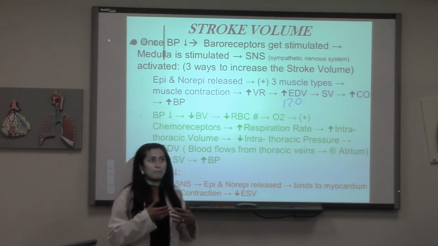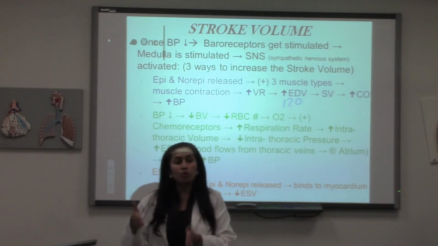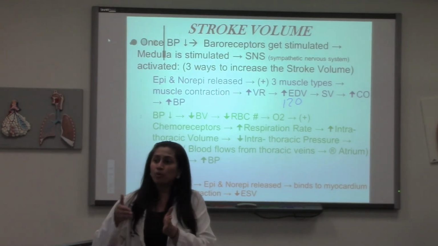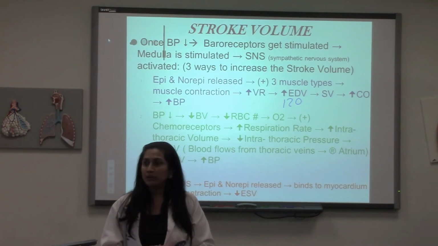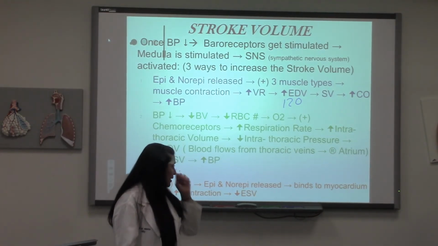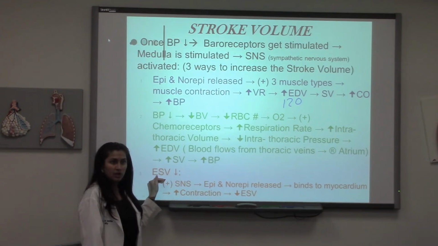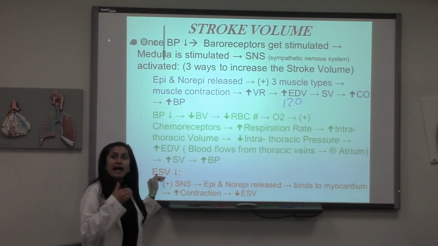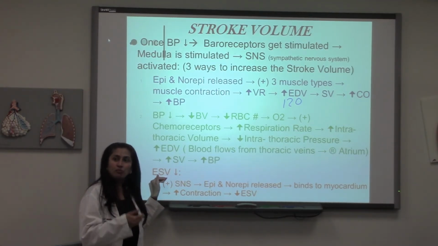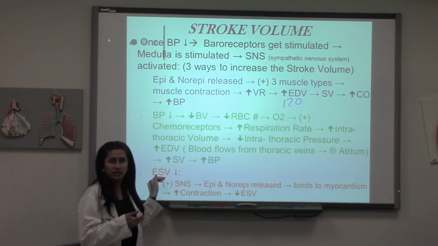Okay, because now your thoracic veins are draining into your organs, there's more blood coming into the heart. If there's more blood in your heart, you're going to eject more blood out. If you're ejecting more blood out, you're going to have a higher blood pressure. Okay? And a last way to increase your stroke volume is to actually decrease your end systolic volume. Meaning, you want to decrease how much blood is remaining in your ventricles at the end of systole.